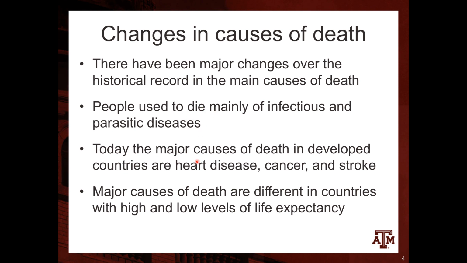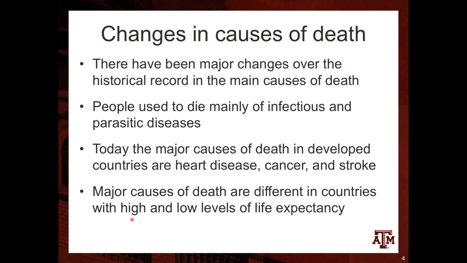And today, the major causes of death in developed countries are heart disease, cancer, and stroke. So the major causes of death are different at high and low levels of life expectancy. So in the past, people used to die mainly of infectious and parasitic diseases. In more recent decades, mostly in developed countries, you have a change. But still nowadays, countries with different levels of economic development, and so different levels of life expectancy, also have different causes of death.